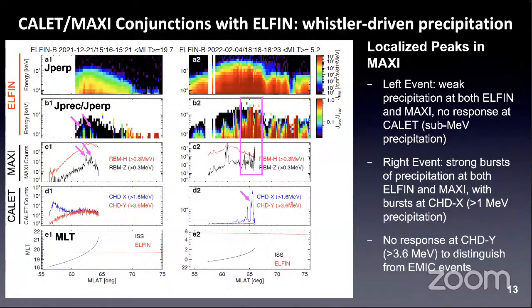So based on this kind of conjunction event, we'll be using these localized peaks in the MAXI data to identify precipitation patterns potentially related to whistler mode wave scattering. And in order to distinguish them from EMIC wave-driven precipitation, which can also trigger similar local peaks in these two energy ranges, we will require for this data set that there is no local peak in the CARLET Y channel, which is the multi-MeV channel, in order to separate them from EMIC waves.